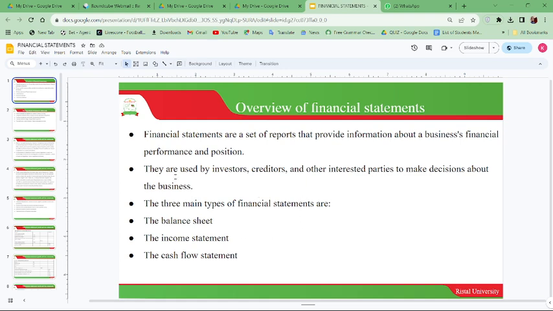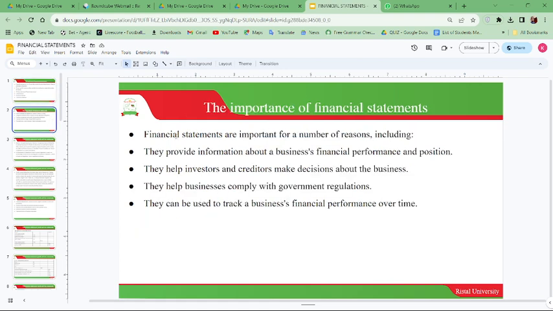They are used by various parties. Who are the people that use the financial statements? We have investors, we have creditors, and other interested parties. So it helps them to make decisions about the business. The three main types of financial statements are the balance sheet, the income statement, and the cash flow statement. Those are the three main types of financial statements.